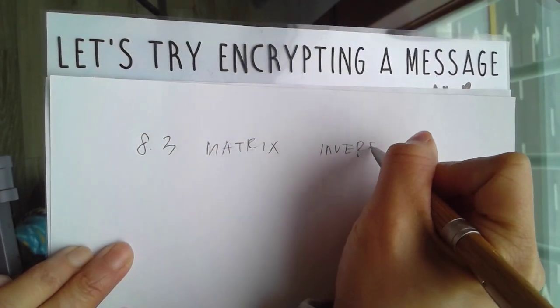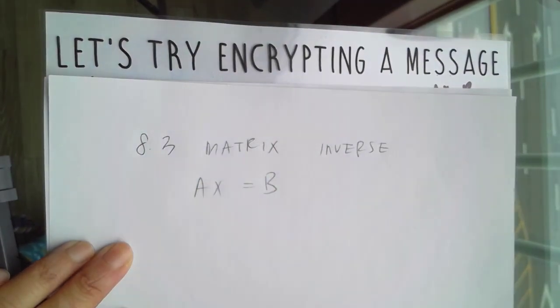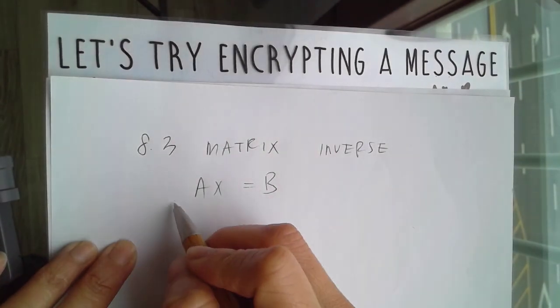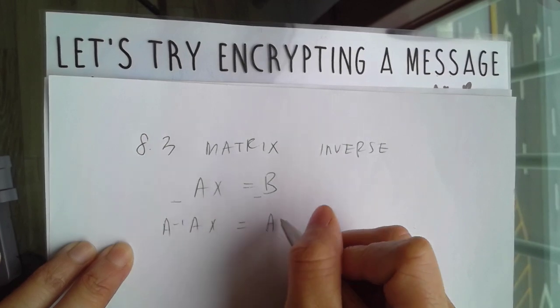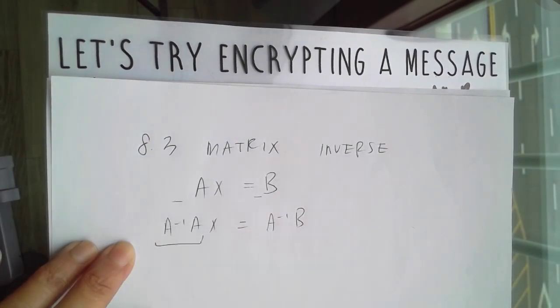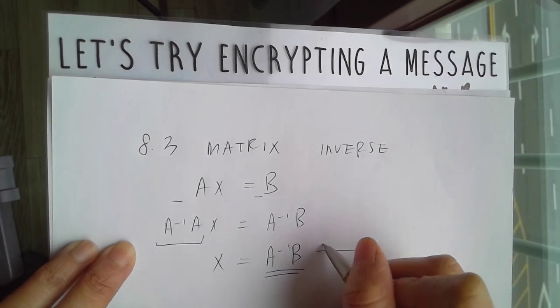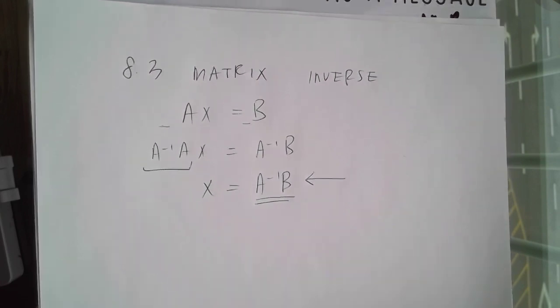And so far, you've been practicing AX equals B. And do you remember how you multiply the inverse on both sides? Left side, right? A inverse A equals A inverse B. This becomes the identity matrix, so X equals A inverse B. Whatever this product is, that is your X, right? Well, encrypting a message has something to do with that.